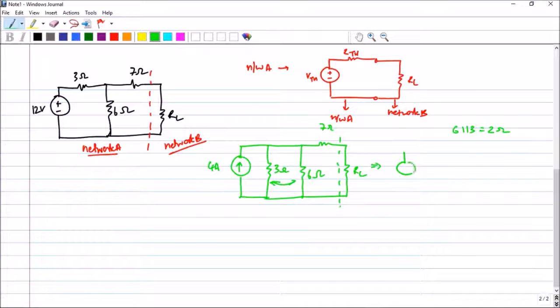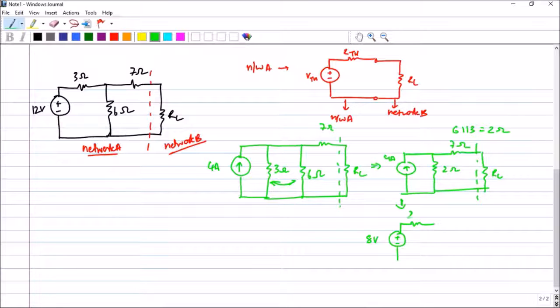So I will get 4 amperes here and this will be 2 ohms and this will be 7 ohms and this is my load resistor and this is the line separating the two circuits. Now 4 amperes is directly in parallel with the 2 ohms. Therefore I can do a source transformation here in which I replace it with a voltage of 8 volts in series with 2 ohms. Here you are having 7 ohms, here you are having RL. So this is the line separating. Finally what I get is 8 volts.